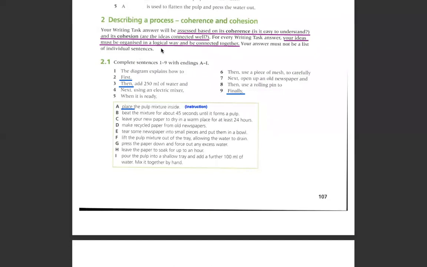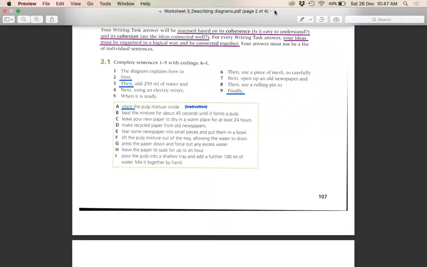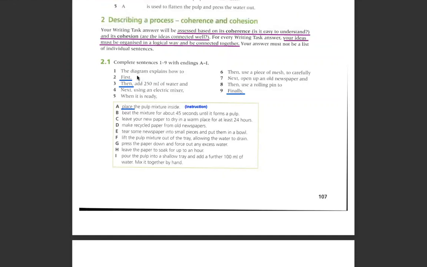And cohesion, are the ideas connected well? Our ideas must be organized in a logical way, meaning step one comes first, step two, and so on. And they must also be connected together. You're not just writing a list of sentences for the steps, but you're trying to write a paragraph. Okay, and we can add our ideas together by using these words. So what we're going to do now is match the first half of the sentence to the second half. So let's do number one together.